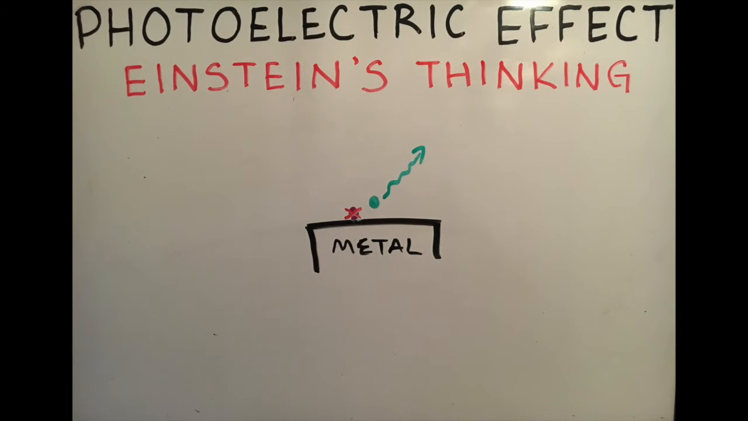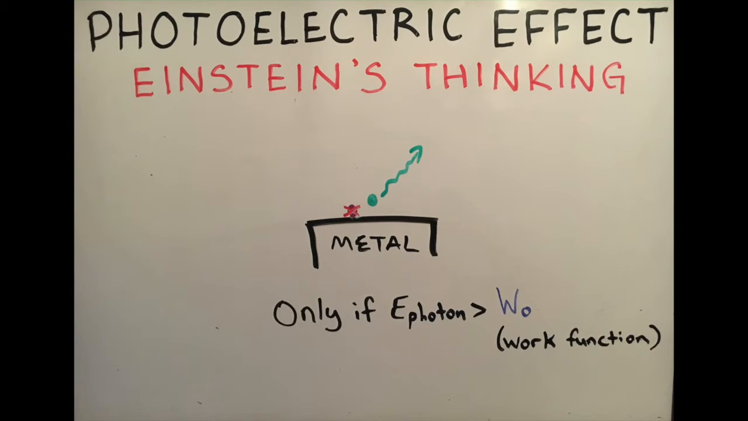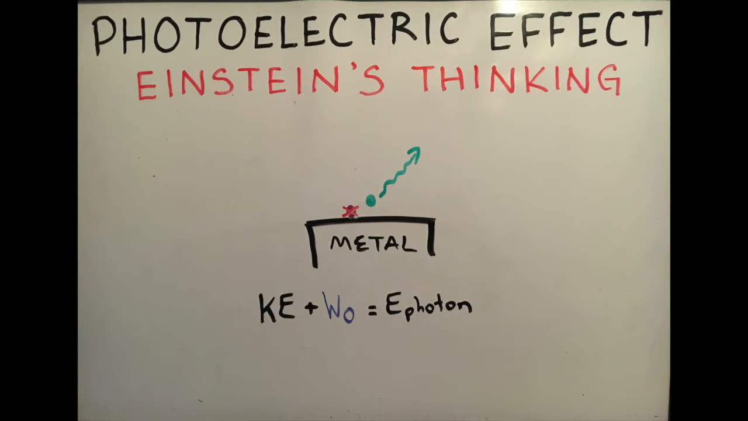The photon must transfer a minimum amount of energy in order for the electron to be ejected from the attractive force of the metal. This is called the work function. If the photon has less energy than W naught, then the electron will not be released. However, if it has more energy than the work function, the remaining energy, as stated by the law of conservation of energy, is converted into kinetic energy for the electron. As a result, the kinetic energy plus the work function equals the energy of the photon.